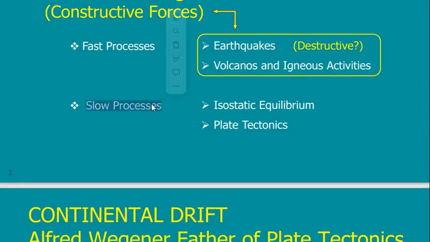The other thing is these are fast processes. What are the slow processes? The slow processes: isostatic equilibrium and plate tectonics. Isostatic equilibrium means some layers moving up or moving down. This may take millions of years.